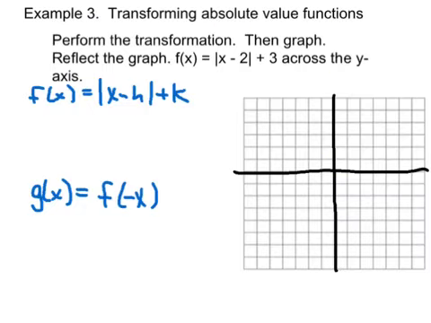Okay, let's try this first one. Perform the transformation, then graph. Reflect the graph of f of x equals absolute value x minus 2 plus 3 across the y-axis. Let's try to graph f of x first. The first thing we do is look for our vertex. Our vertex is at h and k. H equals 2, k equals 3.